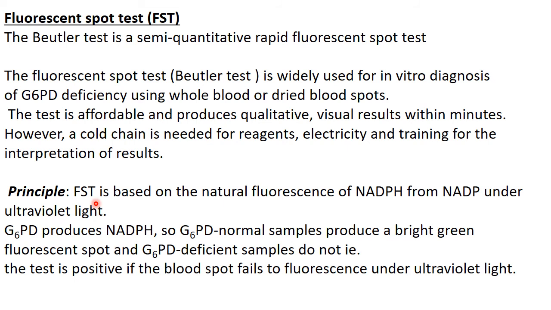Principle: fluorescent spot test is based on natural fluorescence of NADPH, but not NADP, under ultraviolet light. G6PD produces NADPH, so normal G6PD samples produce a bright green color, that is, they give a fluorescent spot, whereas a G6PD deficient sample does not. That is, the test is positive if the blood spot fails to fluoresce. If it fails to fluoresce under ultraviolet rays, it indicates that there is deficiency of G6PD.